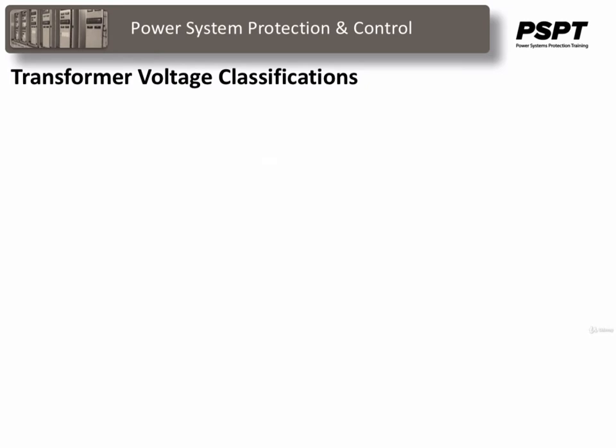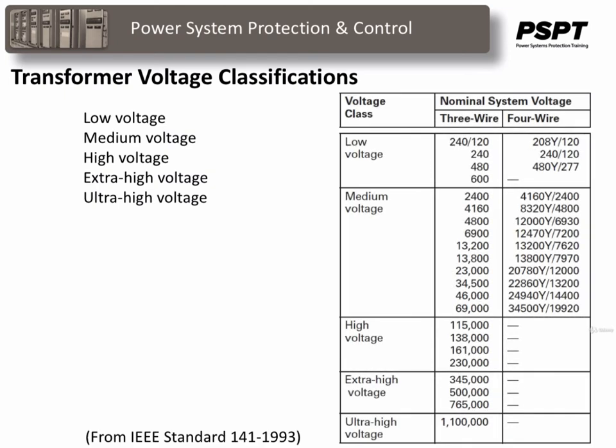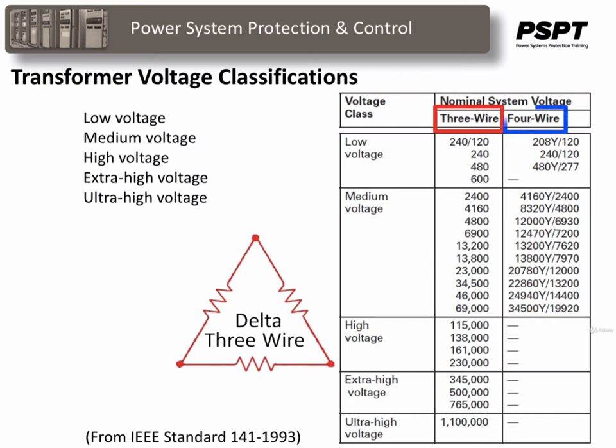Transformers are classified by their voltage, starting with low voltage up through medium voltage, high voltage, extra high voltage, and ultra high voltage. This table shows the voltage ranges for each of the classifications, and the designation of 4-wire and 3-wire means the same as star and delta connected transformers.